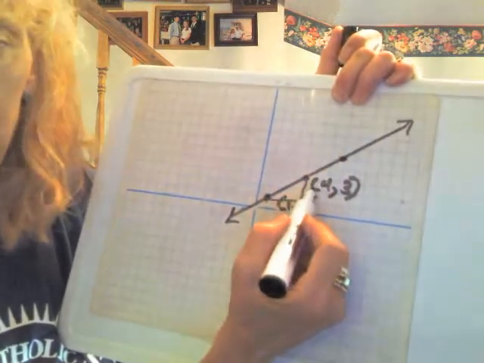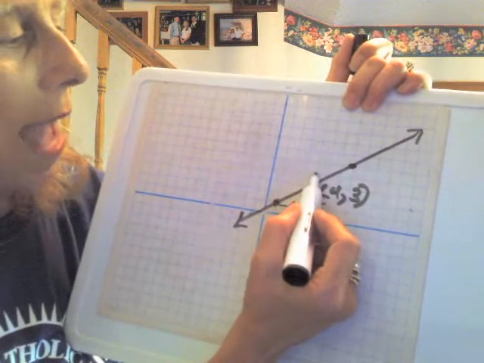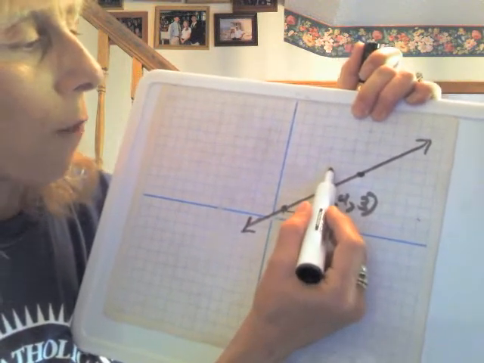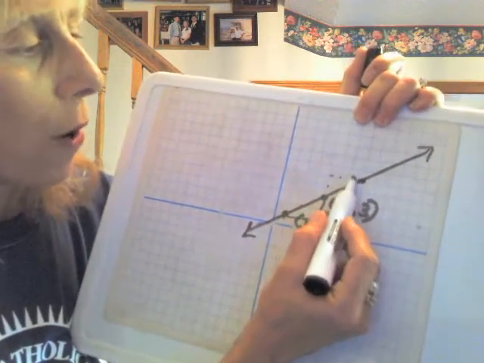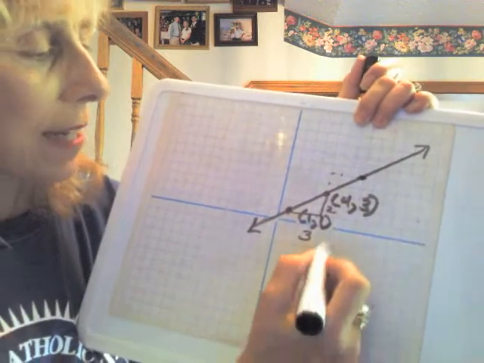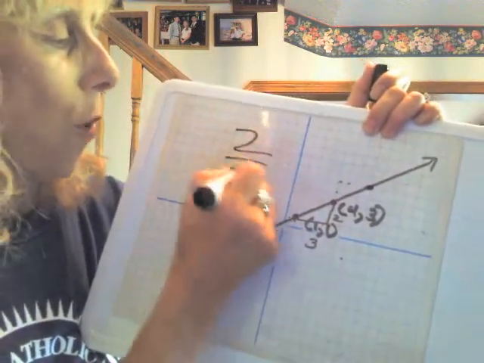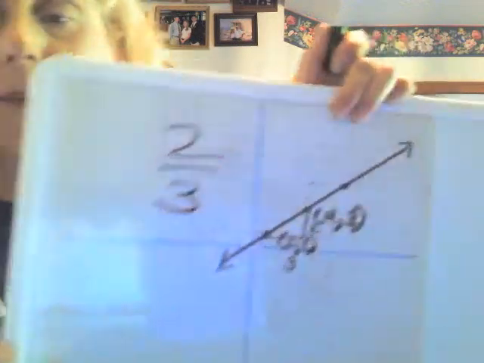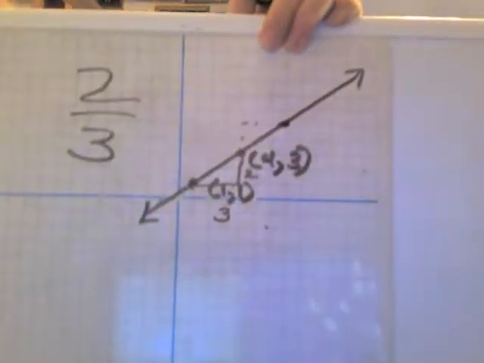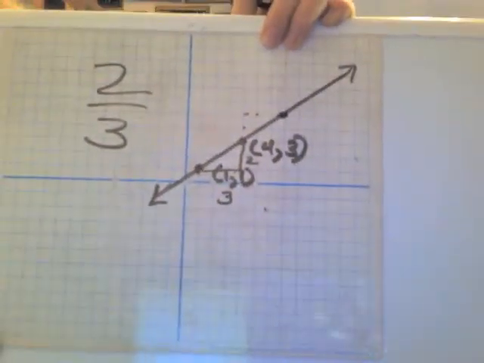I have another point here. Let's see if it ends up on the line. Rise 2, 1, 2, run over 3. 1, 2, 3. So my slope is 2 over 3. Very easy. Delta y over delta x. The change in y over the change in x. You're just subtracting, and you'll find the slope.